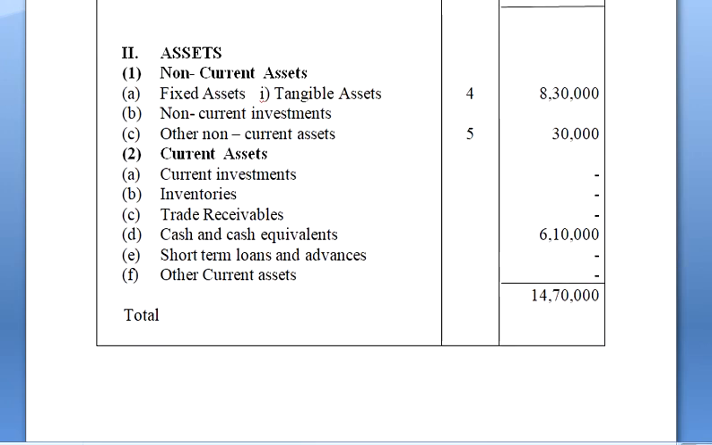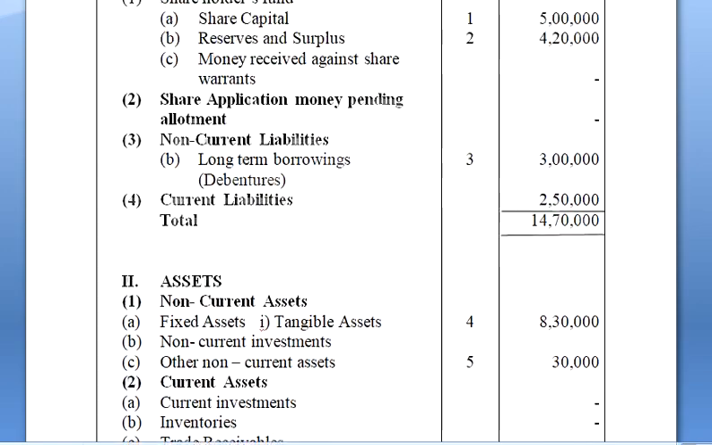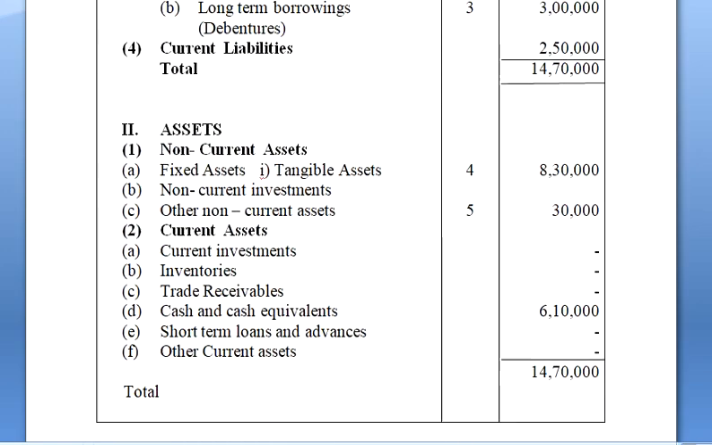I think again we have one more transaction. Yes, current assets. Under that current asset, current investment is nil, inventories is nil, trade receivables is nil, cash and cash equivalents we have how much? 6,10,000. Short term loans and advances is nil, other current assets is also nil. So overall total it becomes how much? 14,70,000 my dear students. So this is the problem related with 6 mark sections.